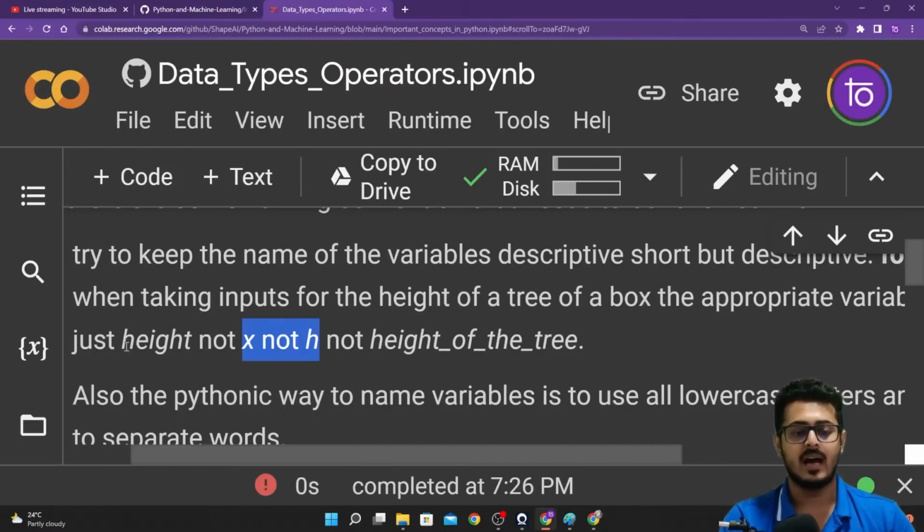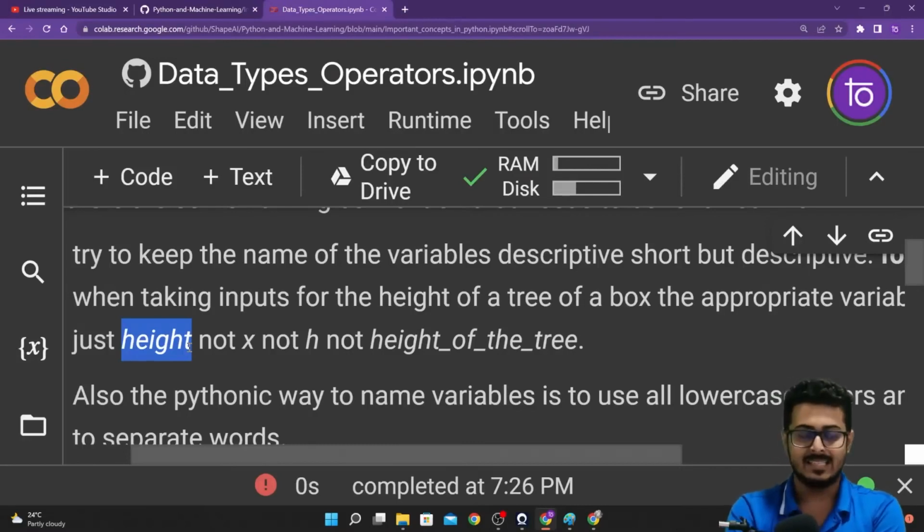So the appropriate variable name would be height or height_tree. These are the two appropriate variable names that you can use: height_tree or just height. So you want the variable names to be short but descriptive.